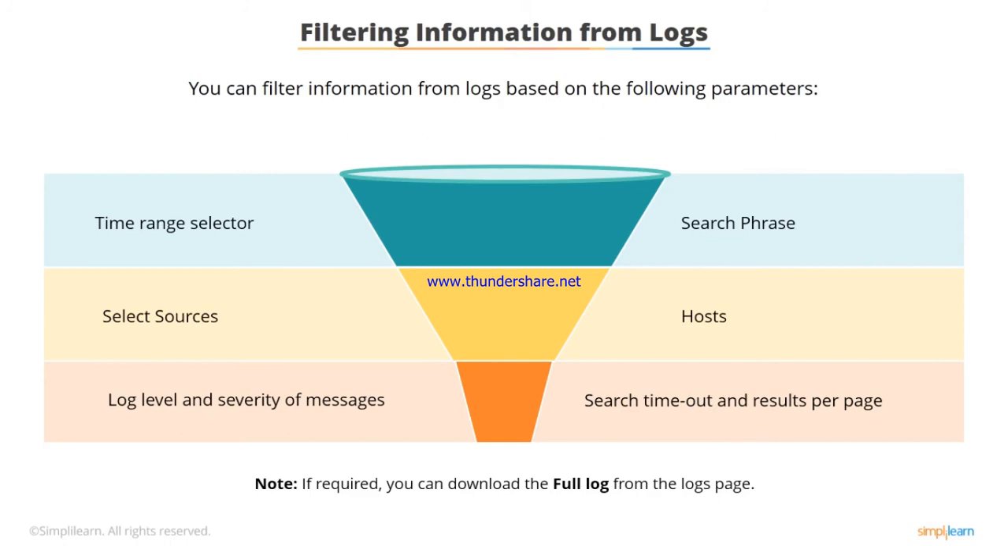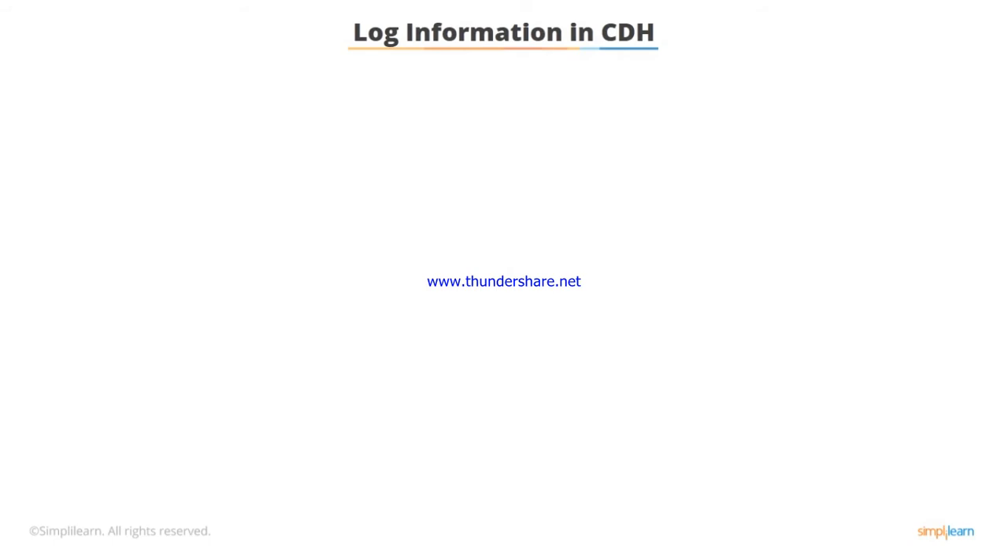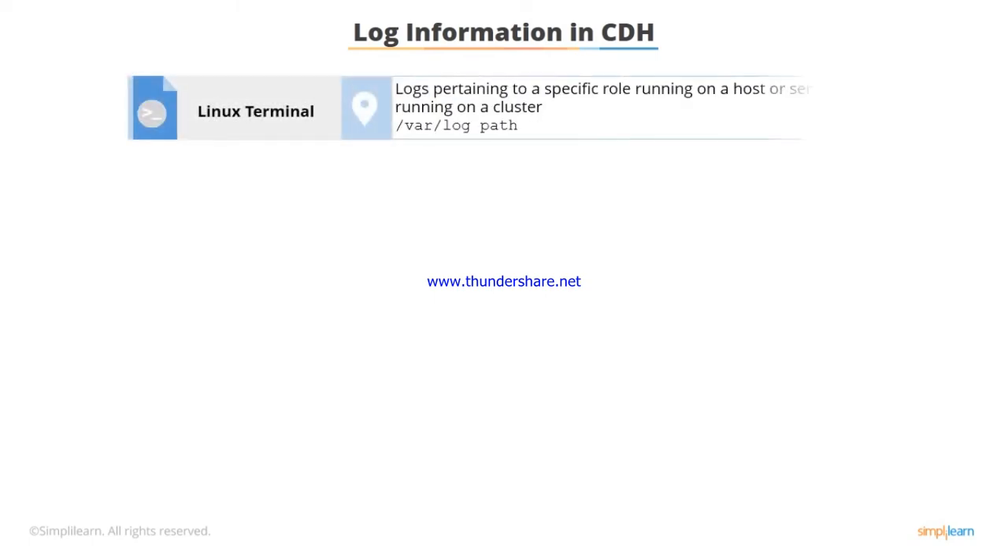On the Logs page, you can click Change and change the hosts or roles to retrieve information specific to the selection. Screen 25. Log information in CDH. Let's now look at the locations where you can find log information in CDH. To view logs pertaining to a specific role running on a host or services running on a cluster, click the View Log link and open the Logs page.